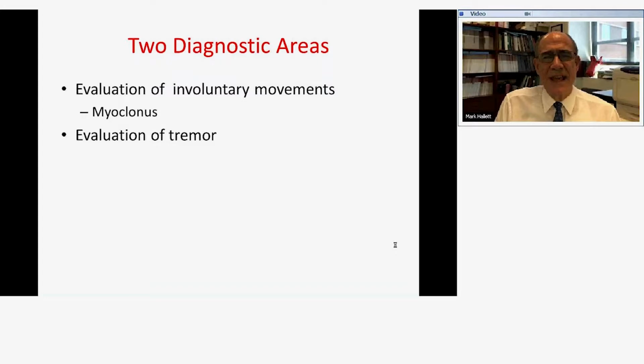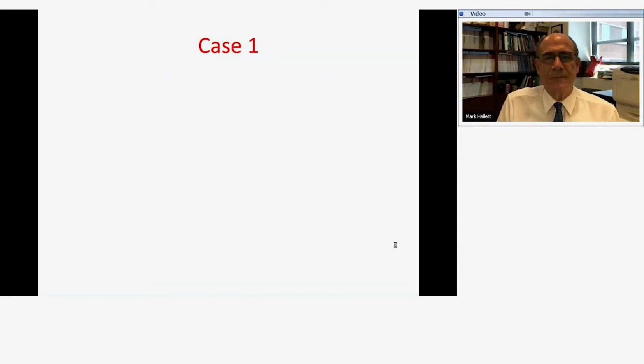So for the talk today, I thought I would focus on the diagnostic side. This is a big area, but I'm going to limit it in order to stay focused. And I'll talk about evaluation of involuntary movements, particularly myoclonus, and then secondarily, evaluation of tremor. These are perhaps the areas which are most useful, and therefore I'm going to focus on them.